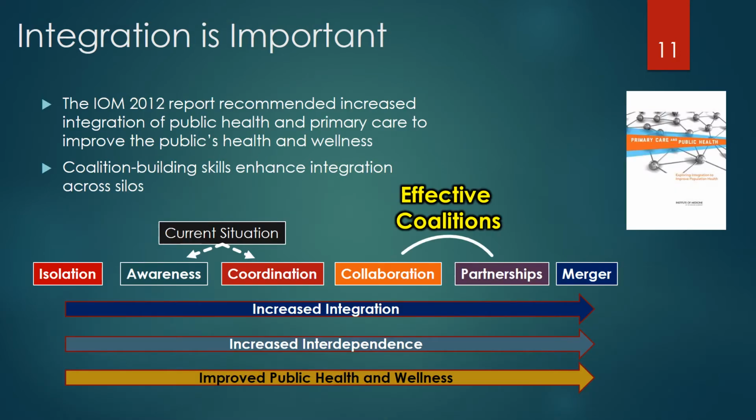An Institute of Medicine (IOM) report in 2012 focused on the need for increased true integration of public health and primary care to adequately address the goals of decreasing risky behaviors in the population. Even though this report focused on the integration of public health and primary care, the concept of increasing integration across other silos applies to the work of public health in general.